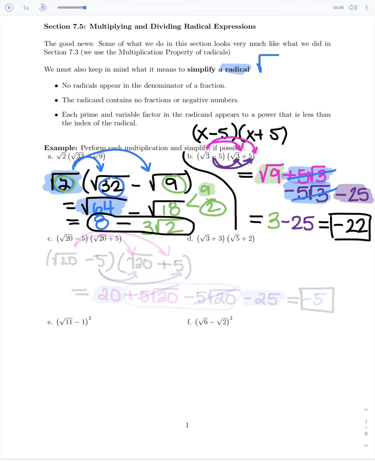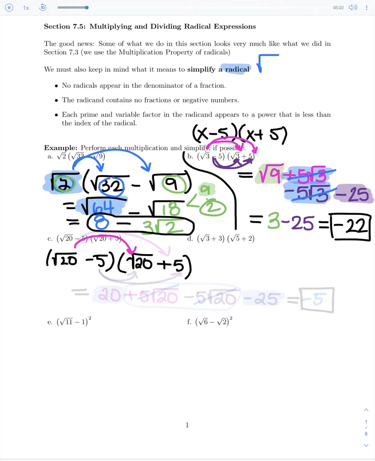Let's take a look at C. In C, we have the square root of 20 minus 5 times the square root of 20 plus 5. Just like in B, we're going to still be FOILing. So the first thing that we'll do is the square root of 20 times the square root of 20.